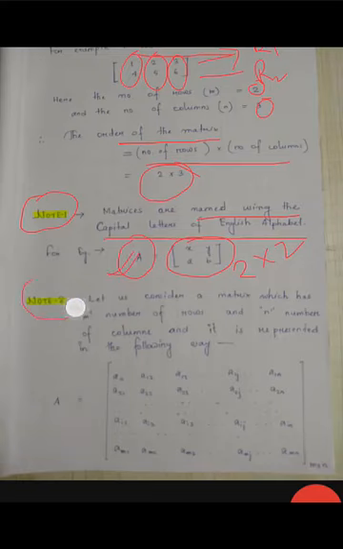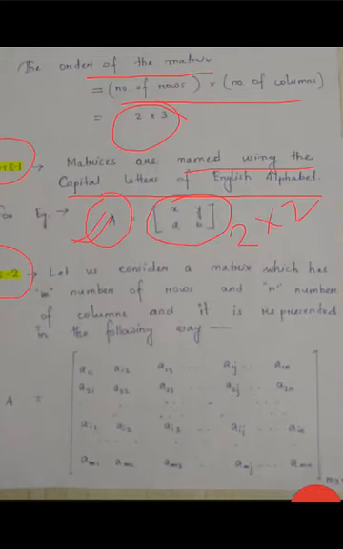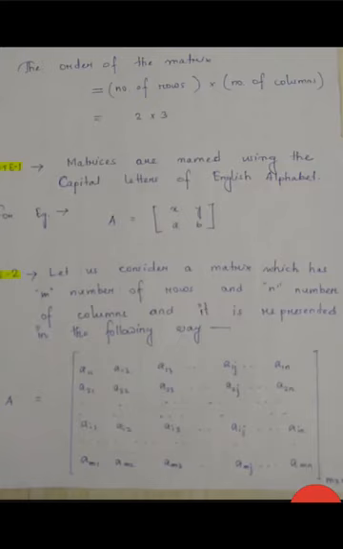Remember this. Then the second note, this is an important one. Let us consider a matrix which has m number of rows and n number of columns, and it is represented in the way it is written here. Let us look at this part properly. Let us consider a matrix having m rows and n columns. So what is the value of m? That we don't know, and what is the value of n? That is also not clear to us. So randomly we assume that m is a big value and n is also a big value. So in what way will the matrix A be arranged in that case?